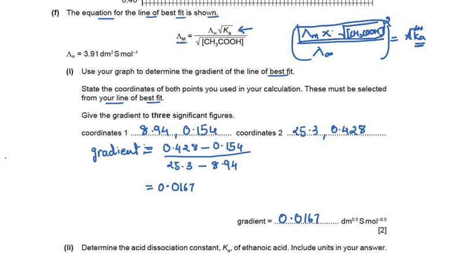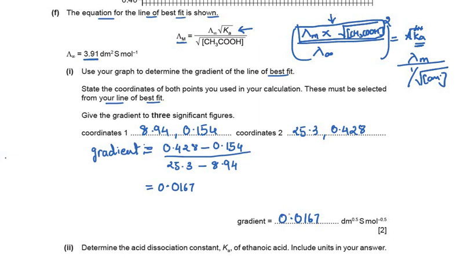So if we substitute the gradient here, because our gradient is the ratio of the molar conductivity divided by 1 upon root of the concentration of acid. So if we substitute this value, the numerator is our gradient. So substituting the gradient here, divide by the standard molarity, that is 3.91, and the square of the whole value will give us the value of Ka.